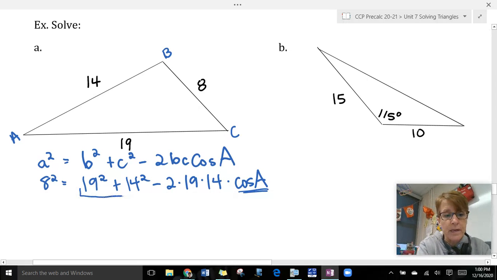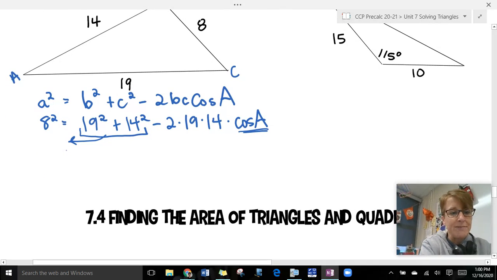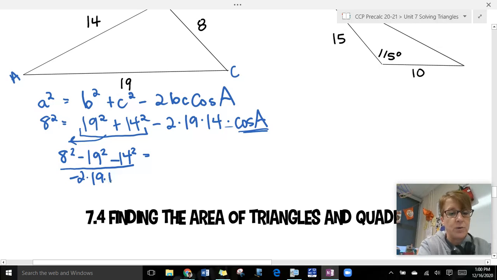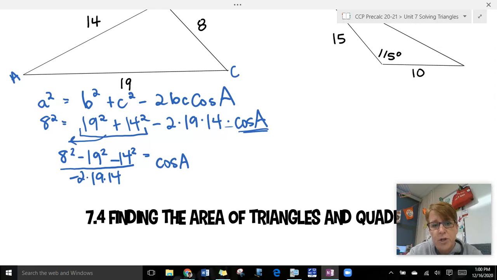I'm going to take my squared terms and subtract them over. So I'm going to scoot this up a little bit too. That would give me 8 squared minus 19 squared minus 14 squared equals negative 2 times 19 times 14. Once the squares have gotten out of the way, then I can take the coefficient, the negative 2 and the 19 and 14, and divide it over. So negative 2 times 19 times 14, and that should give me the cosine of angle A. So that's what that second formula that I gave you was. I just wanted you to see where it comes from. It's just solving the equation for cosine of A.